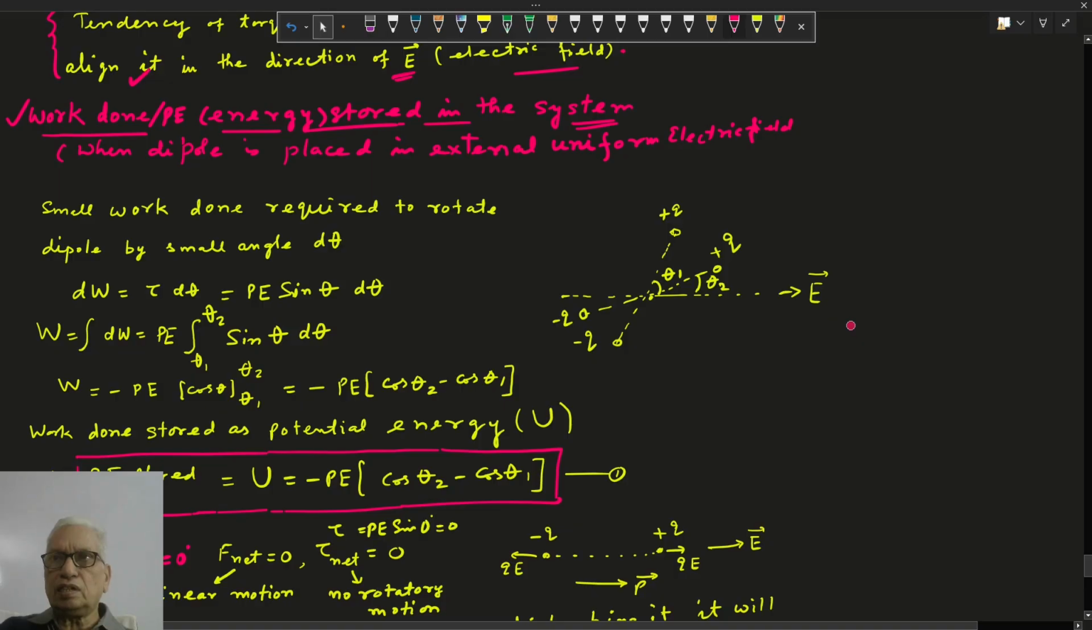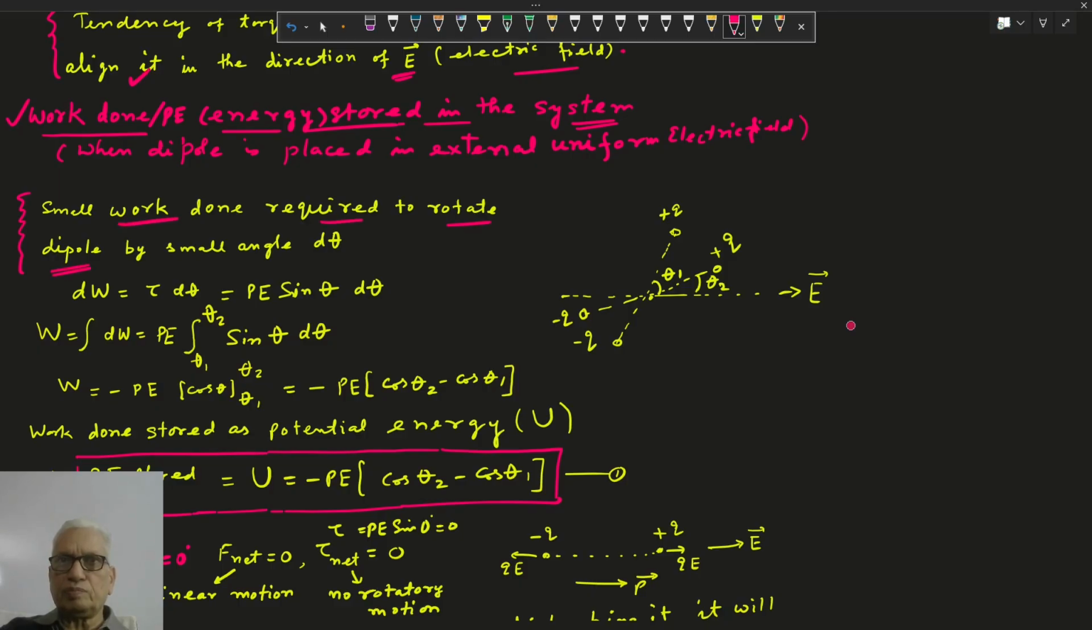What is the system here? Work done on the dipole in an external field. When the dipole is placed in an external uniform electric field, some work is done by the torque to rotate the dipole, and ultimately it aligns in the direction of the electric field. Now suppose the initial angle is theta 1 and the final angle is theta 2 between P and E. If we rotate by a very small angle d theta, the small work done is torque into d theta. What is the torque? We know the formula, PE sin theta.